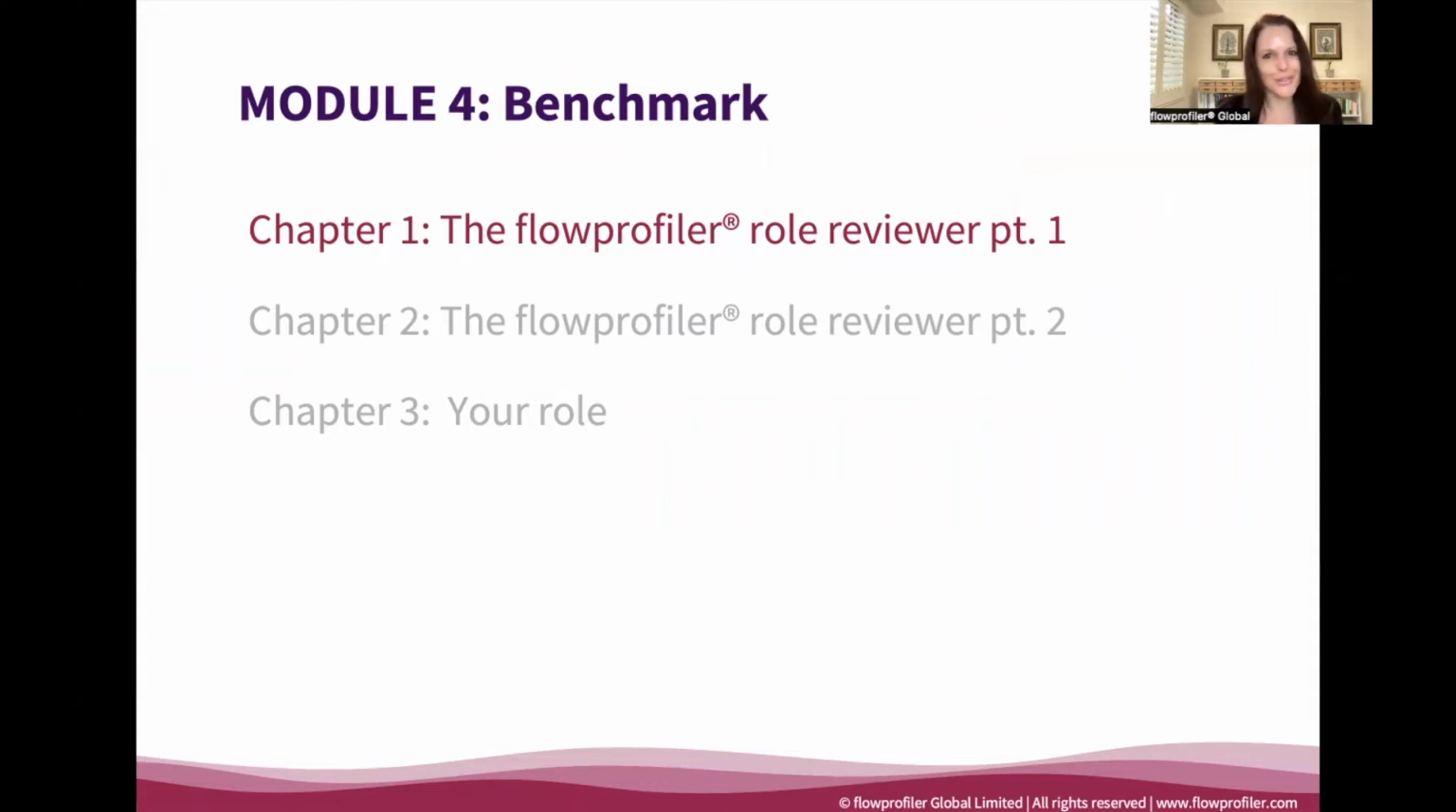And finally, in Chapter 3, we're going to bring this back to your workplace, ask you to consider a role in your organisation and build what a benchmark could look like using the Flow Profiler Role Reviewer.